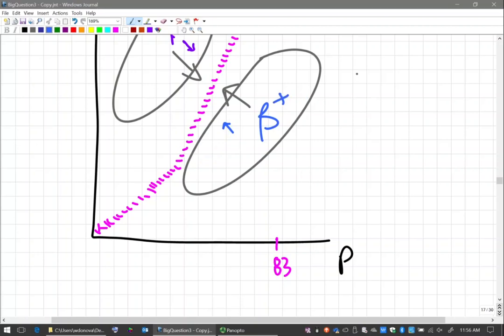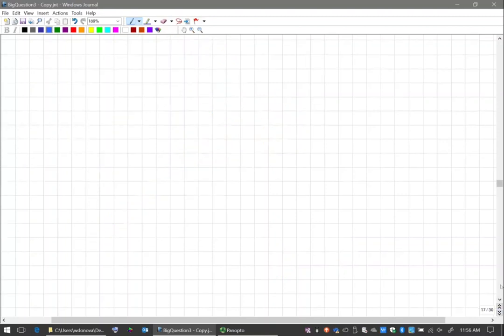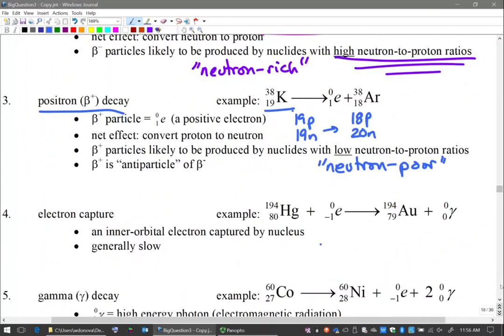So now at least we have one thing for each, right? Alpha if you're beyond the band, beta if you're above, positron if you're below. So at least we have 3 predictable modes of decay. There are others. But the positron is the so-called antiparticle.